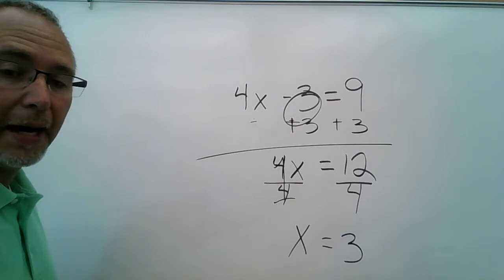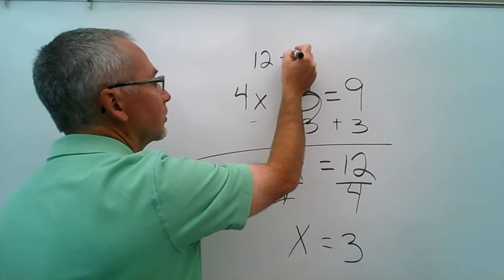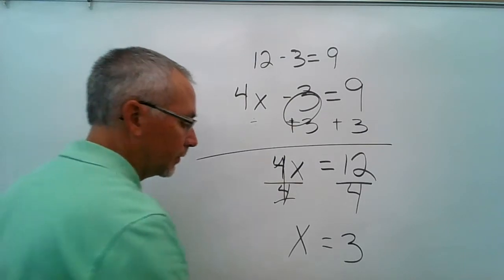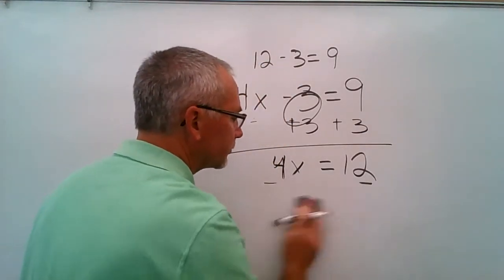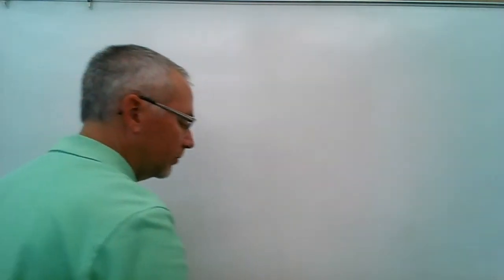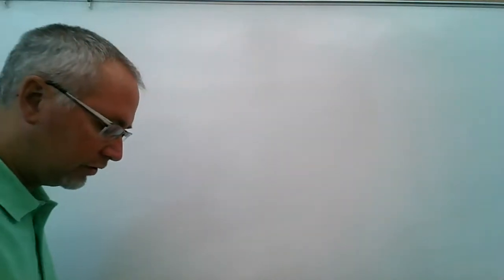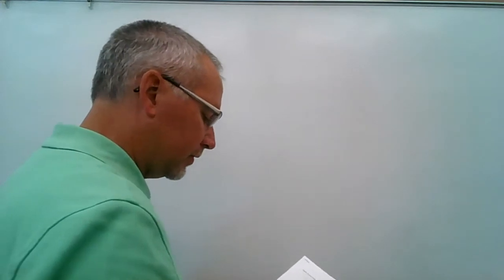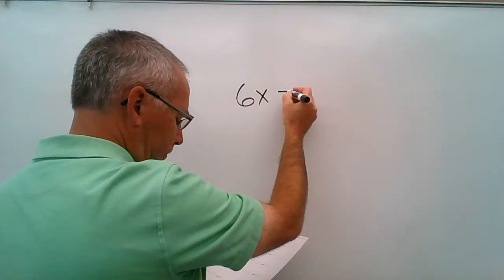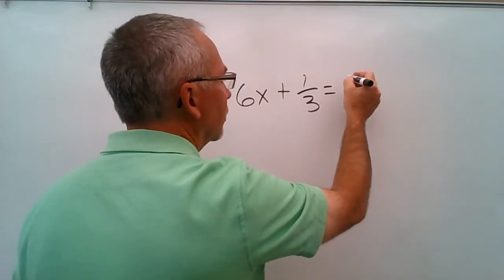And of course, I want to plug that back into my equation. 4 times 3 is 12, minus 3, and that does equal 9. So we're good. Now, with that, because we are heading into pre-algebra, we need to be comfortable with things such as negative numbers or integers and fractions as well. So what if instead we ended up with something like 6x plus 1/3 is now equal to 32 over 15.